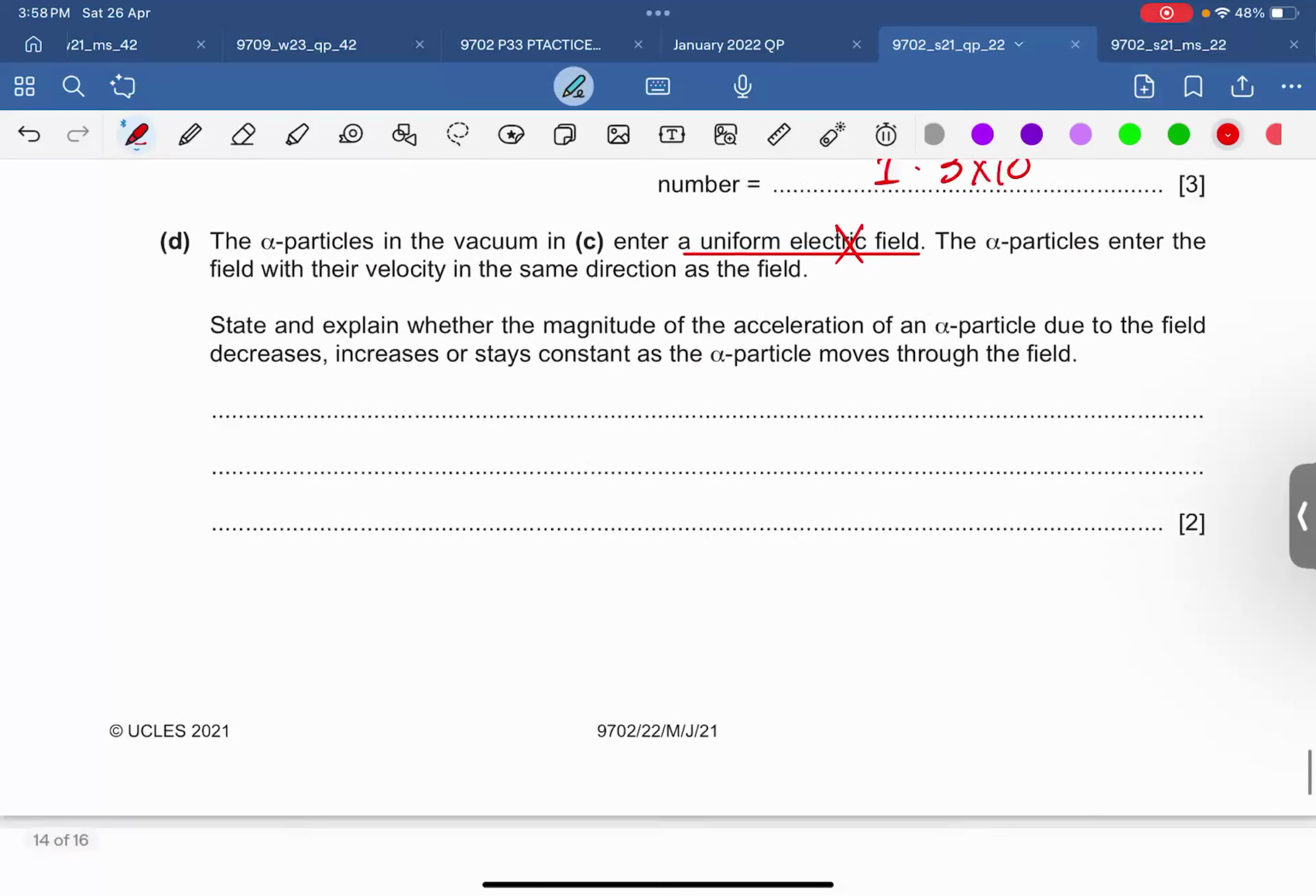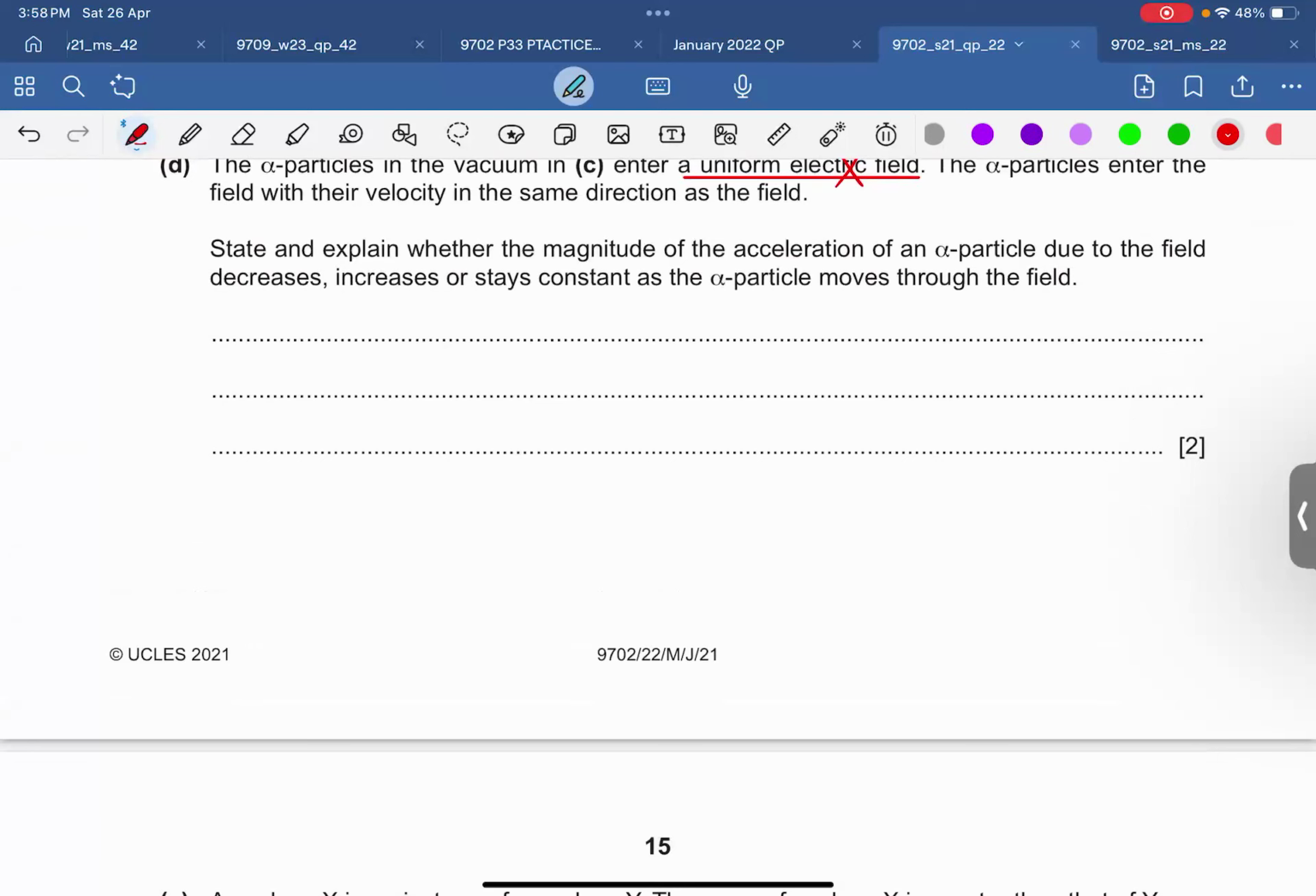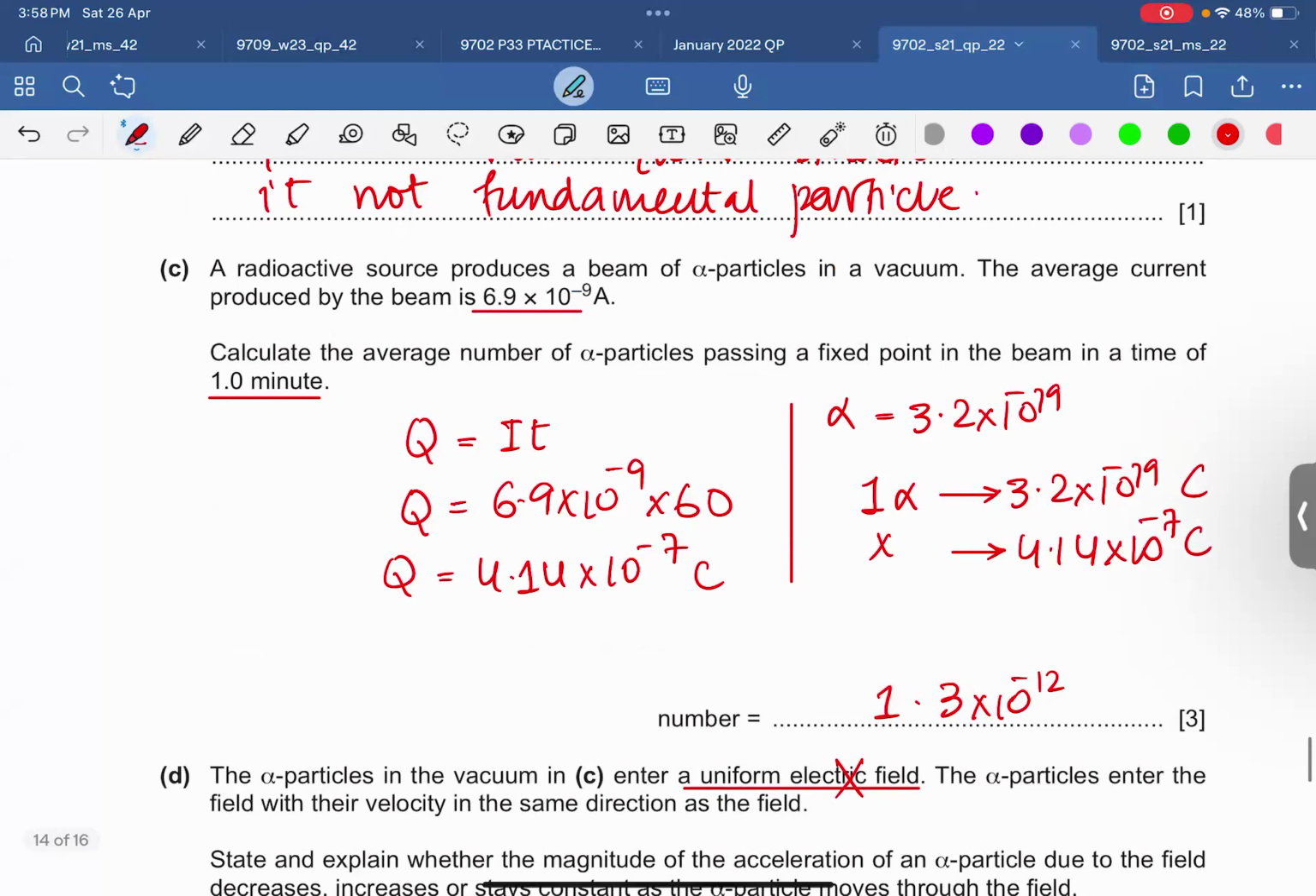Yes, Imad, what are you saying? Sir, for the previous question, why can't we use charge equals number of electrons times the elementary charge, since we are looking for the charge? No, they're basically asking for the number of alpha particles, not electrons. An alpha particle has two positive charges, which means two times the elementary charge. So that's why you have to consider the factor of two, and that is why 3.2 comes. Clear?